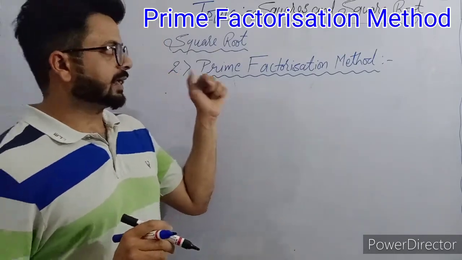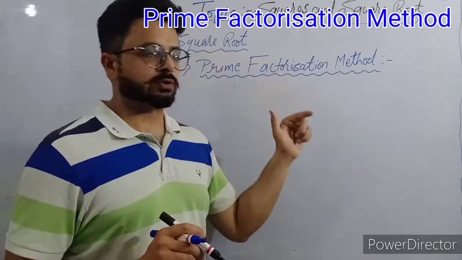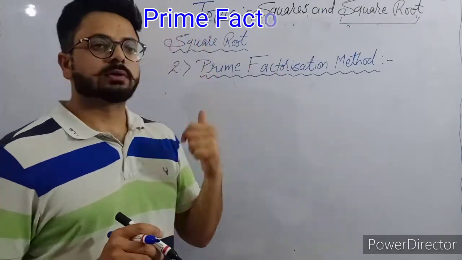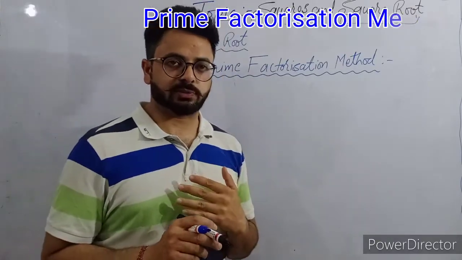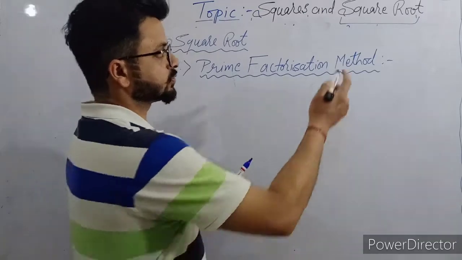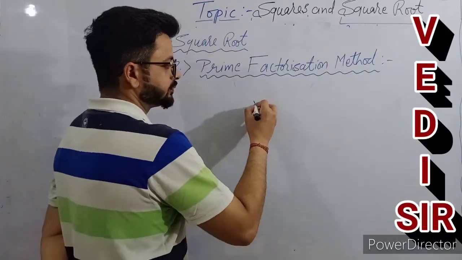As we discussed in the previous video about the first method of square root, that was the repeated subtraction method. Now the second method is the prime factorization method. We have already discussed the square root. What is the square root? Again, I'm telling you in this video also.